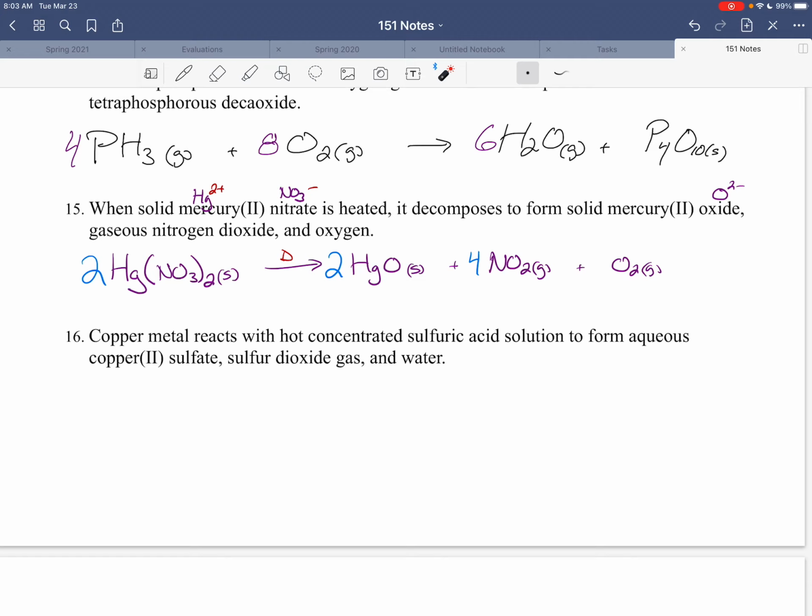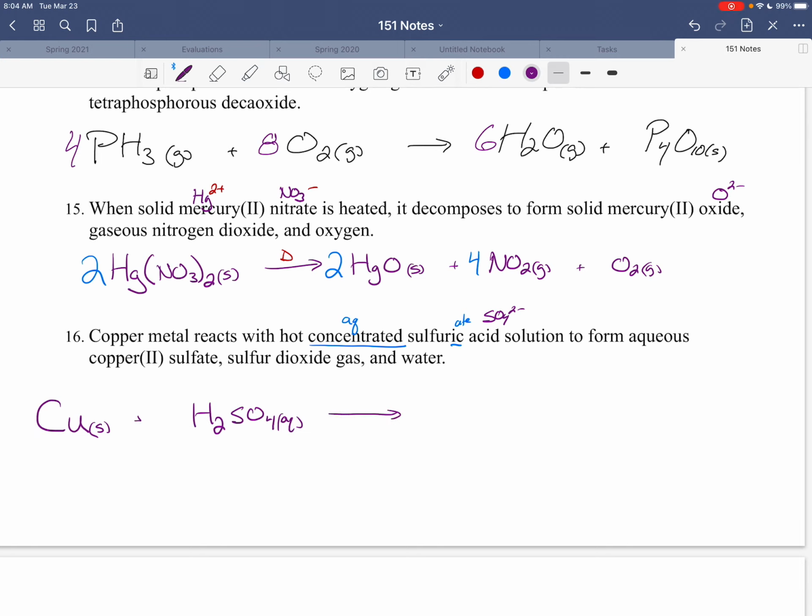Number 16, copper metal. What is copper metal? That would just be Cu solid. Reacts with hot concentrated. So concentrated, what does that mean? That means we're going to be aq, because concentrated represents the amount in solution. Sulfuric acid, well, sulfuric came from sulfate. So we know that it's H2SO4. I need 2 H+ because sulfate is 2−.